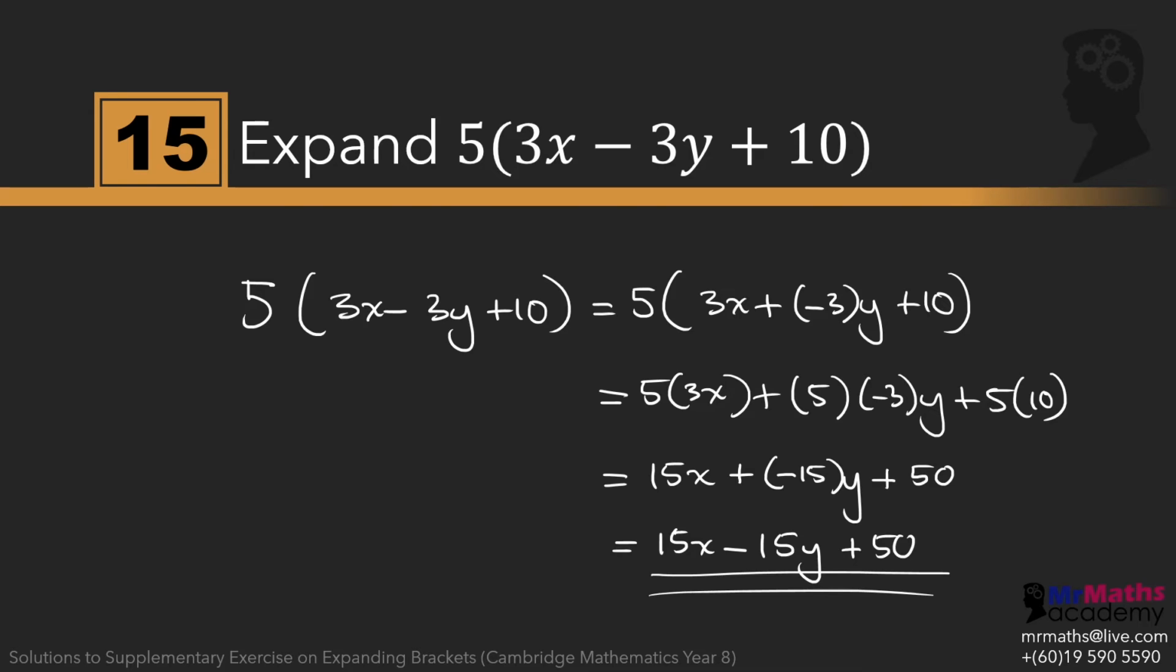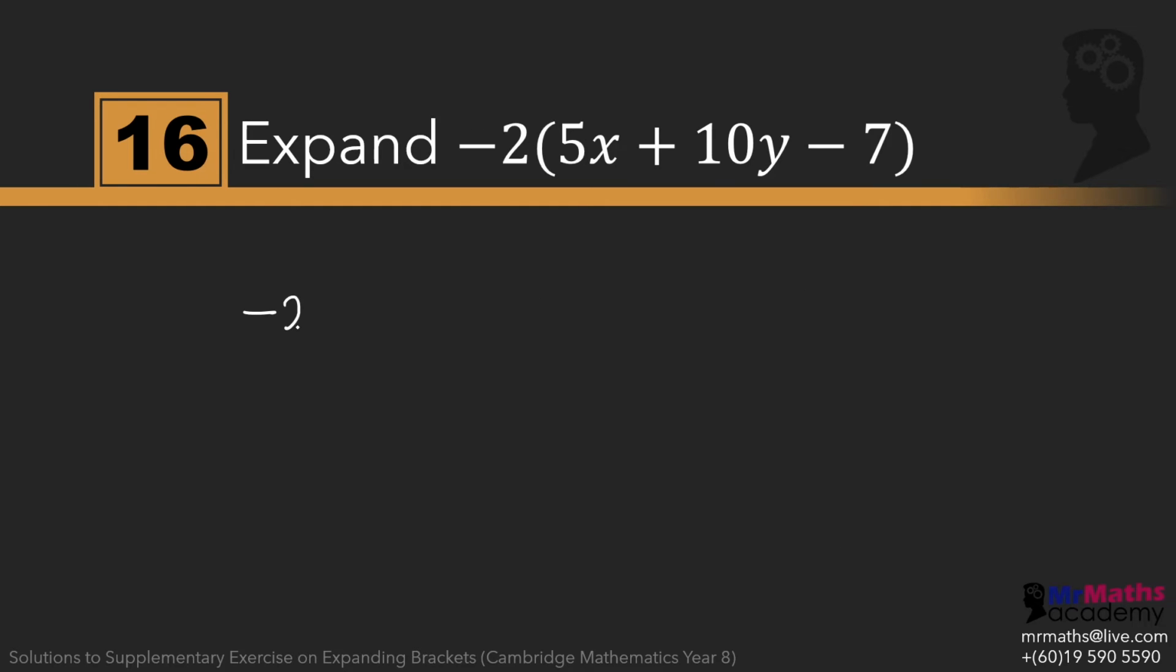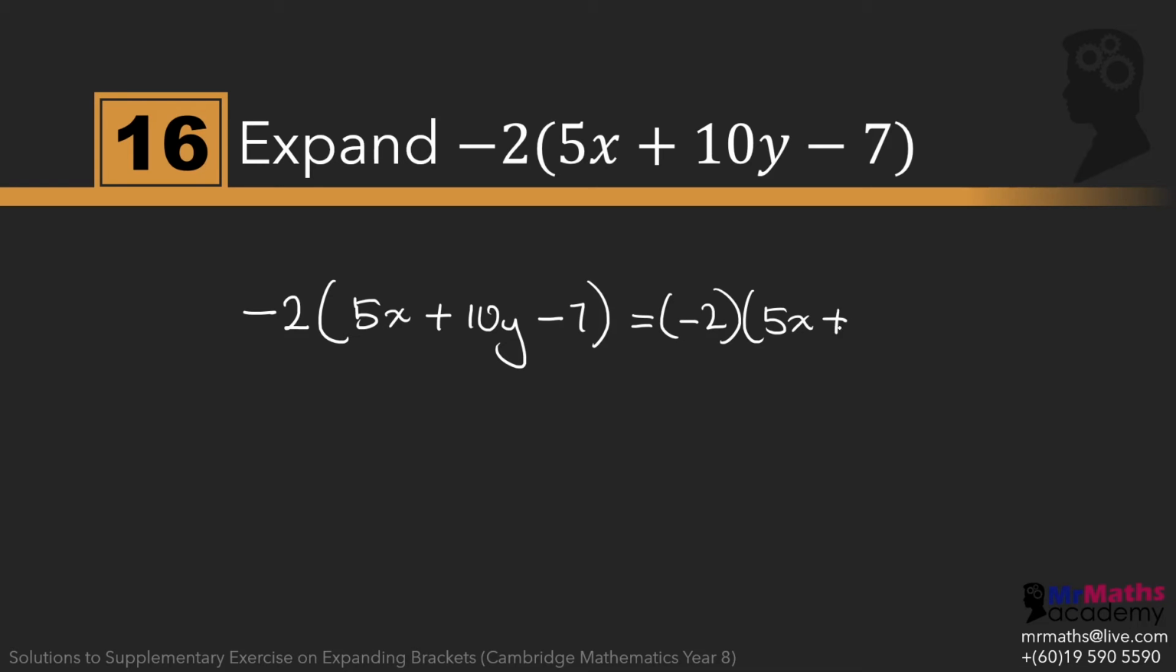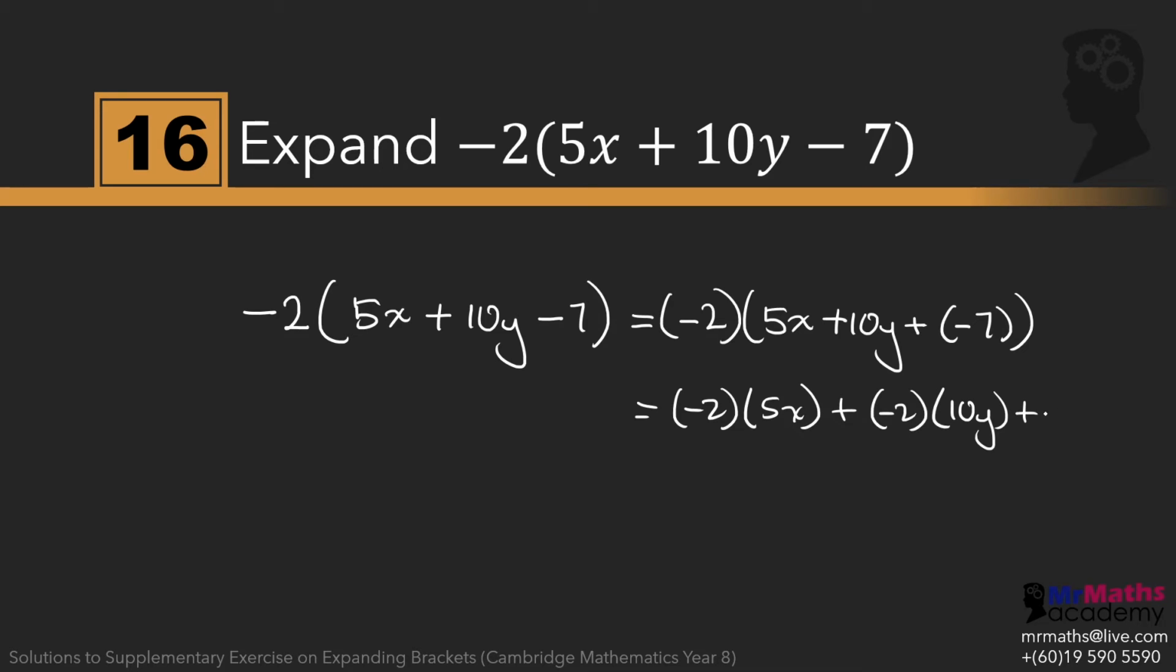Next question. Minus 2 times 5x plus 10y minus 7. We still have negative terms there, so I'm going to include that in bracket. Okay, plus minus 7. So that is minus 2 times 5x and minus 2 times 10y plus minus 2 times minus 7.